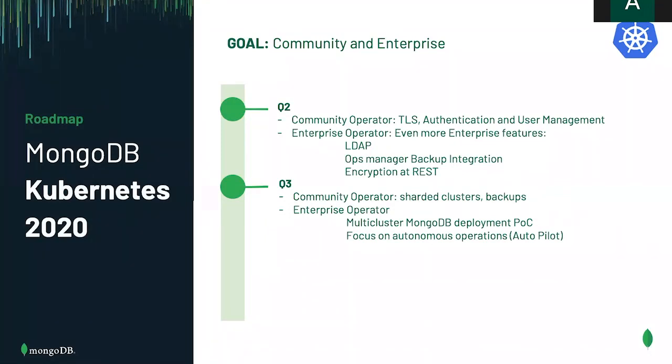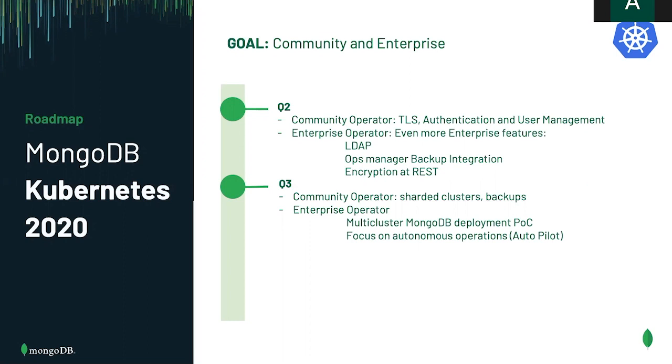Now it's time to discuss our roadmap for 2020. I'm a PM, so I kind of like this kind of conversation. In Q2, we will continue to spend time on our community operator. We would like to get to a stage where it can deploy a fully secure, authenticated MongoDB community replica set. Enterprise operators will see more enterprise features, like LDAP, which will be ready in a few weeks. MongoDB backup will be next, as well as encryption at rest. All those features are currently configurable in Ops Manager. However, we would like to enable those configurations in a Kubernetes-native way.